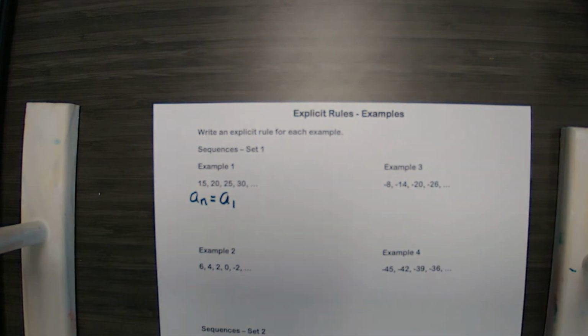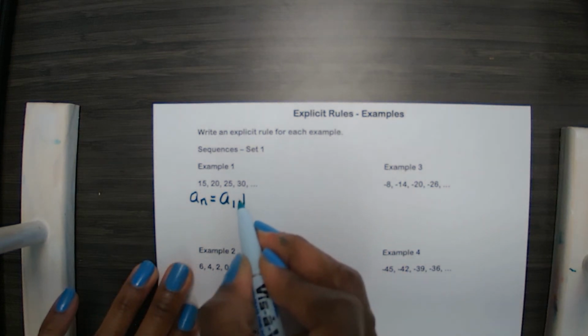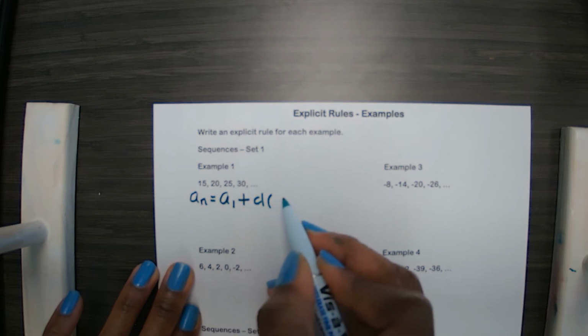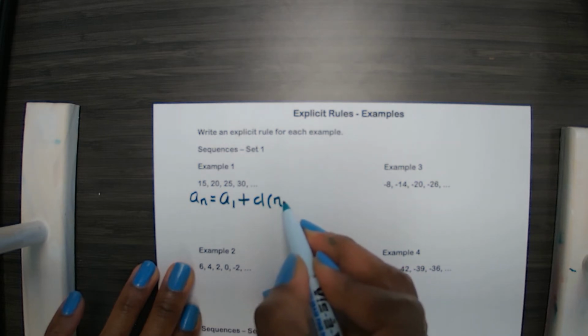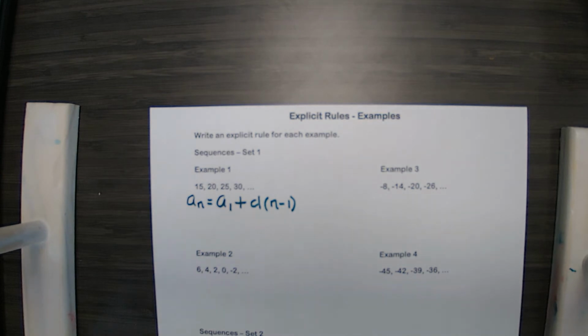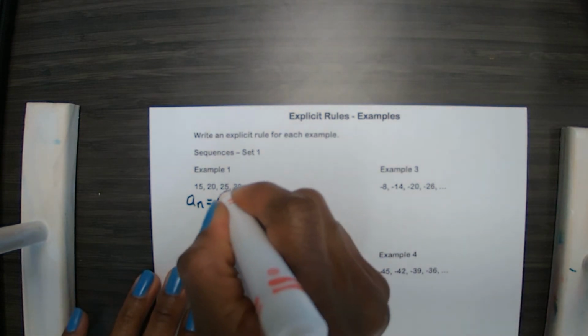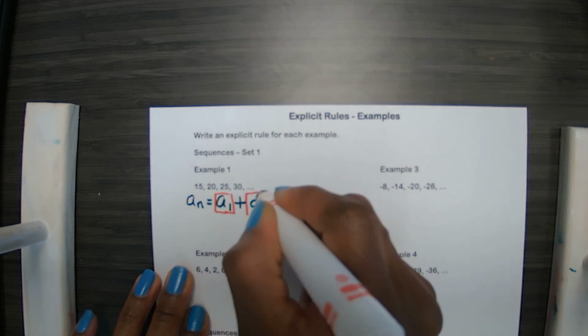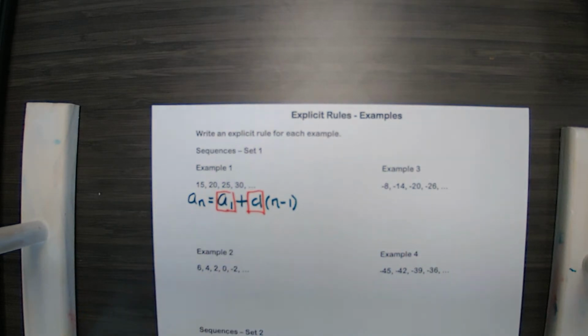Plus, I need to know that common difference and how many times I need to multiply that common difference. Remember, it's n minus 1. And if you look at the other video, it has a really great explanation for that. So for this one, the only thing you're really telling me is what is the first term and what is the common difference. That's all you have to tell me. You have to fill in those boxes.